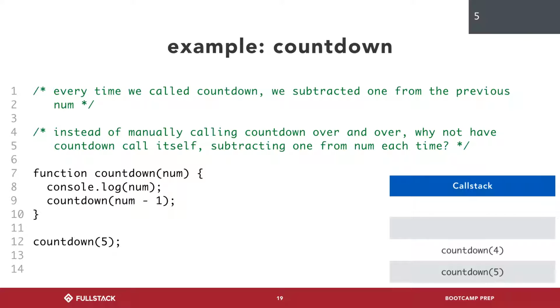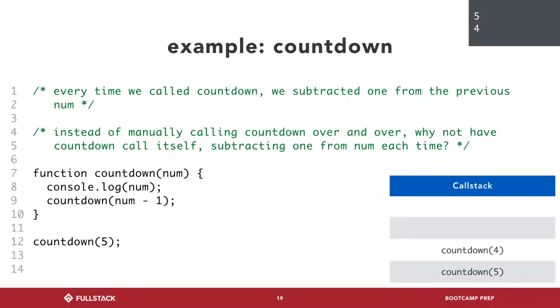And remember, I have to finish running countdown of 4 before I finish running countdown of 5, right? Countdown of 5 cannot finish. I'm not going to reach this end curly brace for countdown 5 until I finish doing whatever countdown 4 is doing, right? So that's why this countdown 4 goes on top of countdown 5. I'm not clearing this away. I'm saying, no, before this finishes, I have to finish doing countdown 4 first.